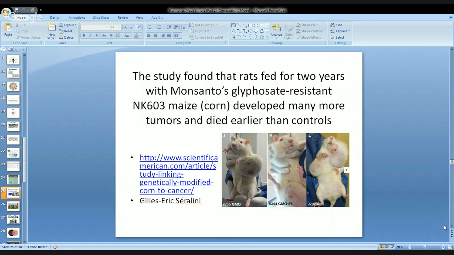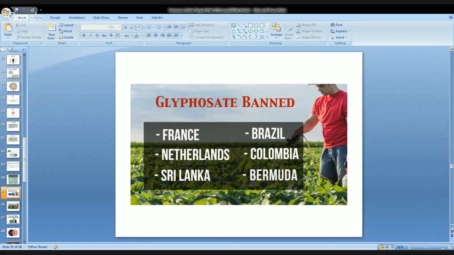However, there have been some studies done by credible scientists who did the studies a little longer than 3 months, and they were independent studies, and they found that the animals developed tumors and died earlier. But what's interesting, it's very hard to find this research because it's been retracted. They basically forced them to reject the data, which is just incredible. They're so powerful. Glyphosate is banned in France, Netherlands, Brazil, Colombia, Bermuda. It's mainly in America. We just use it.